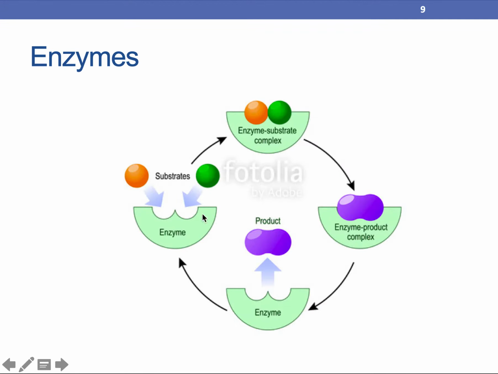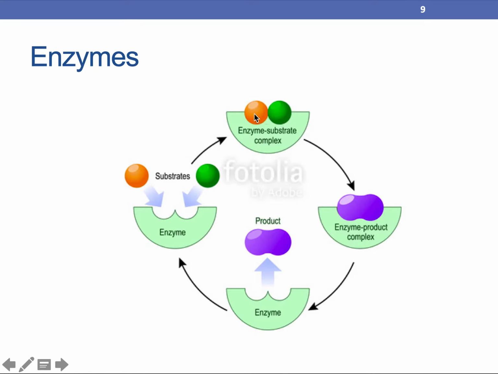So this is a typical cycle of what the enzyme goes through. So you have an enzyme. These are the substrates. When the substrate and the enzyme combine, it forms what we call the enzyme substrate complex. So you have the enzyme substrate complex here. When the enzyme substrate complex is formed, you end up forming a product.